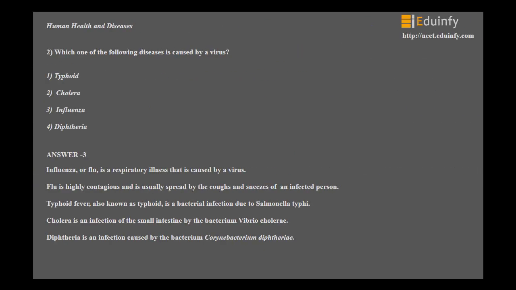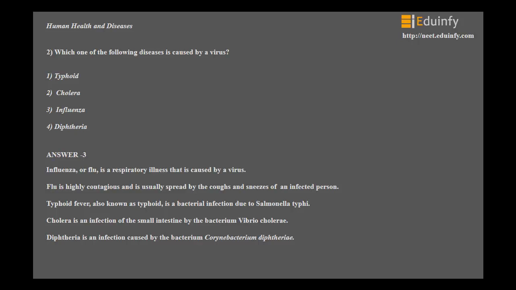Next question is, which one of the following disease is caused by virus? So typhoid, cholera and diphtheria are the bacterial diseases. Typhoid is caused by Salmonella typhi. Cholera causes dysentery. It infects the small intestine with Vibrio cholerae. And diphtheria is caused by the bacterium Corynebacterium diphtheriae.